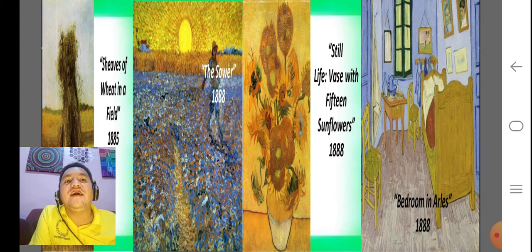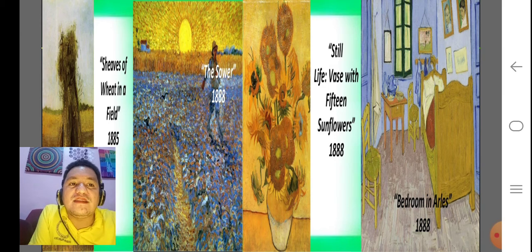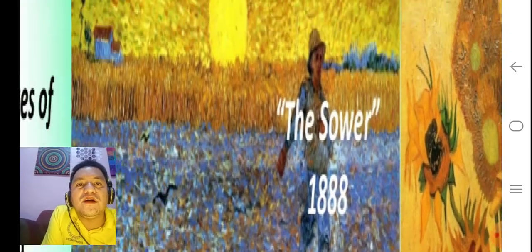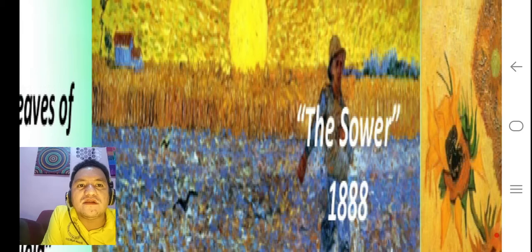Okay, take a look at that. Sabi kanina, there is an intense color. If you are going to look at this image, the sower, there is an intense color.